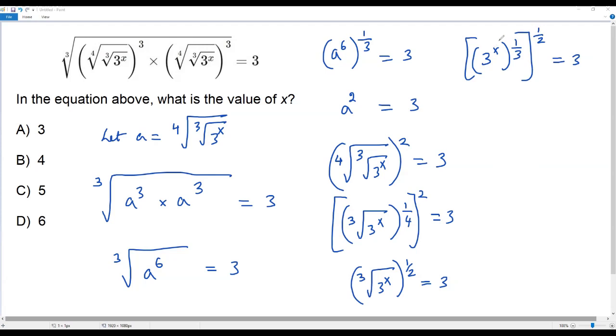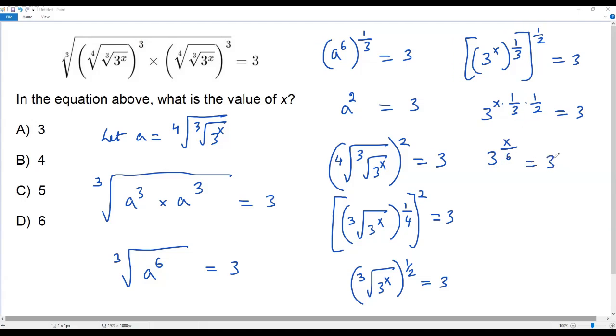Here, whenever we have three exponents like this, we can multiply all three exponents. Here we have base 3, and for this base 3 we have exponent x, for this complete stuff we have exponent 1/3, and for this complete stuff we have exponent 1/2. When I multiply, I'm getting x times 1/3 times 1/2 equals 3. Now let's multiply the three values: x times 1 times 1 is x, over 3 times 2 is 6.